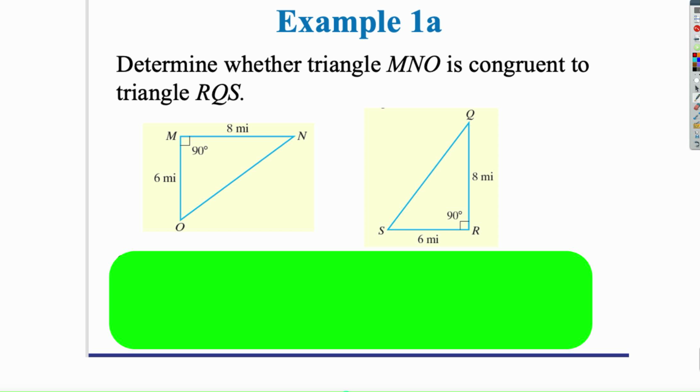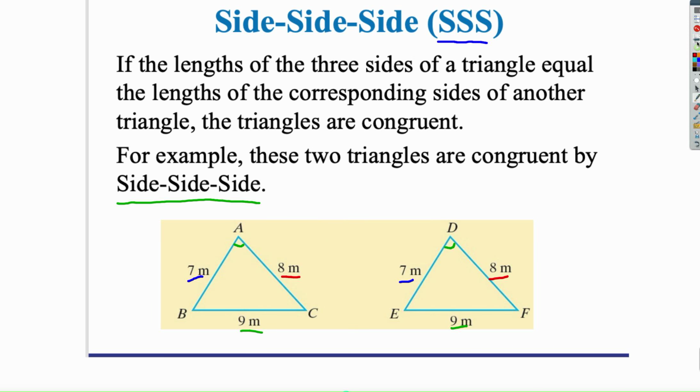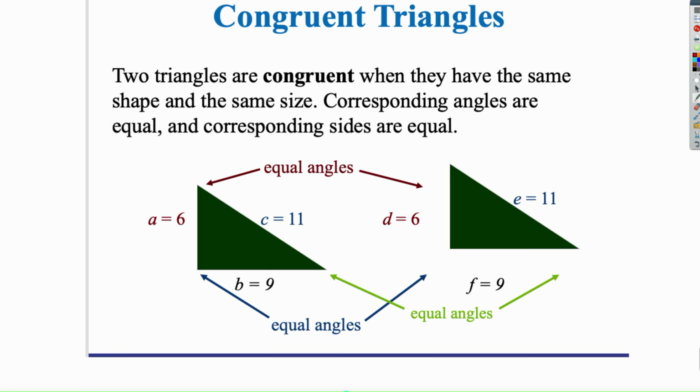So now we'll look at a couple examples. It says determine whether triangle MNO, so here's MNO, is congruent to RQS. So I'm going to look. Notice that one of them is rotated, so that makes it a little harder. So what I'm going to do is see, do I have that side angle side, or that side side side, or that angle side angle?